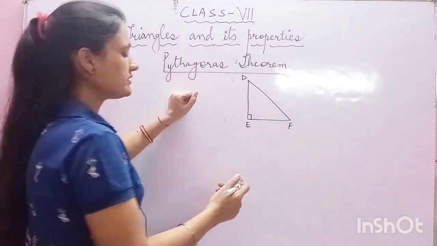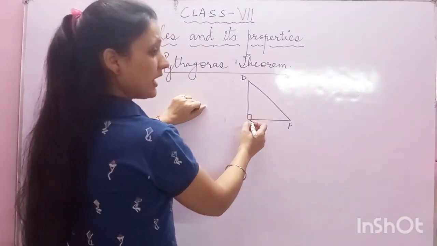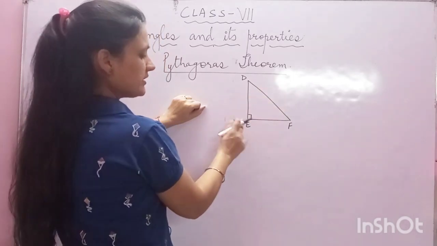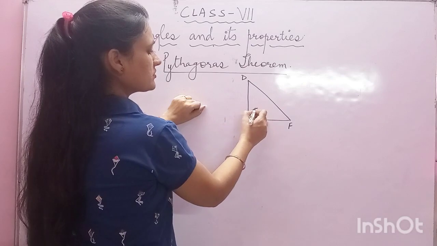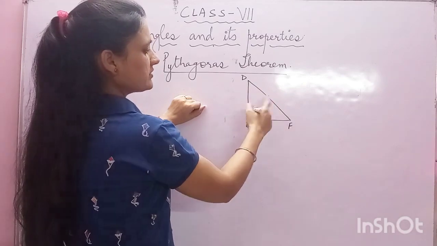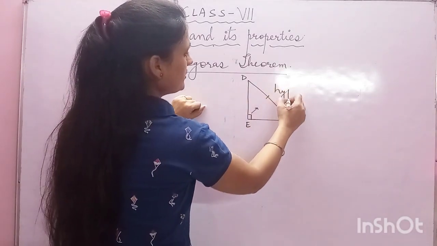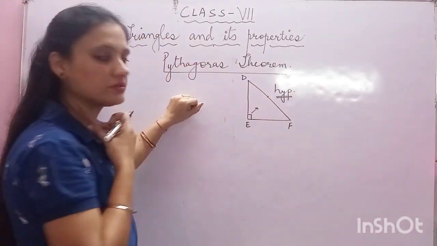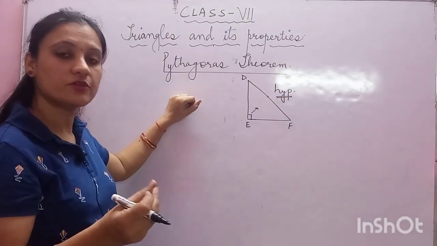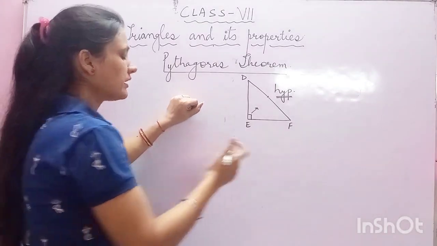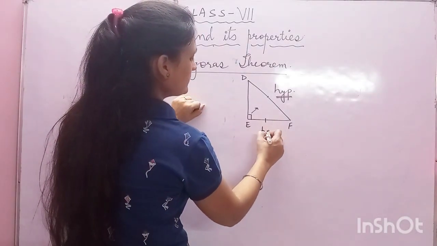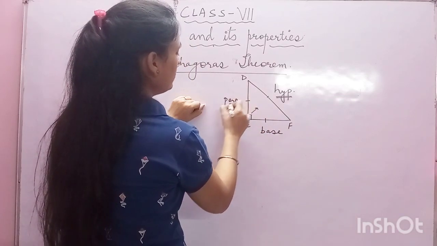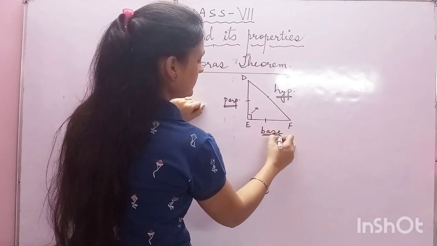Now we can say the side opposite to the 90 degree angle. Where is the 90 degree angle? Here, and the side opposite is this one, and this is called our hypotenuse. That is the longest side of a right angle triangle. And this is called our base, and this is our perpendicular, right? Because it is making a 90-degree angle.